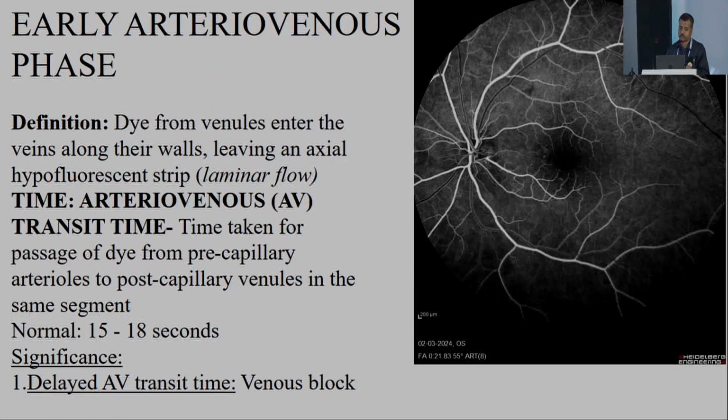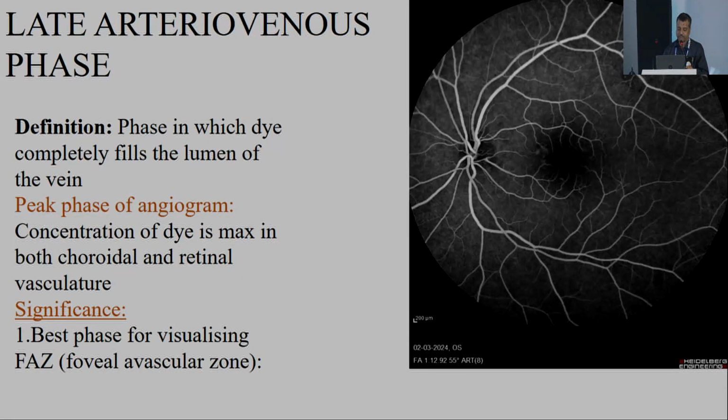Then we go into the AV phase, where the veins start filling. First you have the laminar flow. This is the laminar flow, where the veins start to fill. And you have the late AV phase, where the veins are completely filled, and this is also known as the peak phase, where you can nicely see the foveal avascular zone.